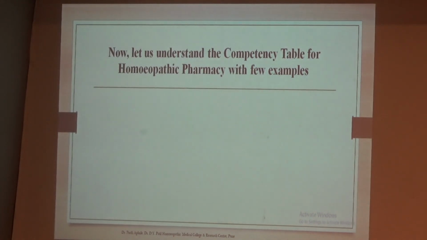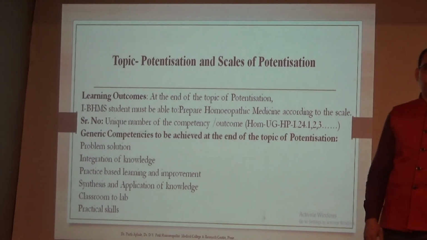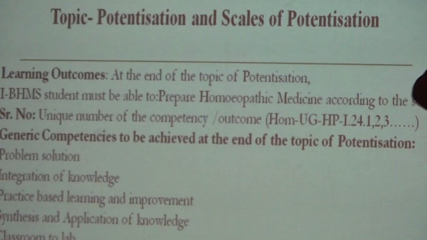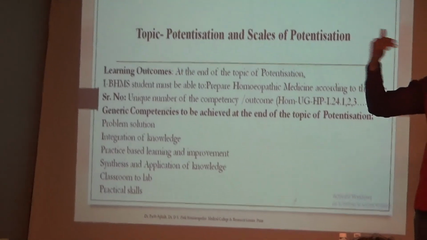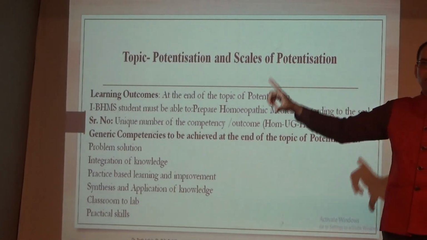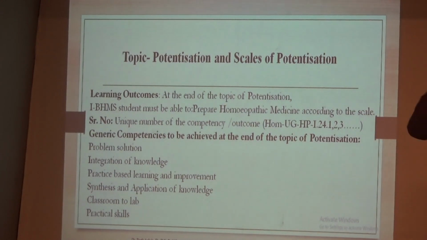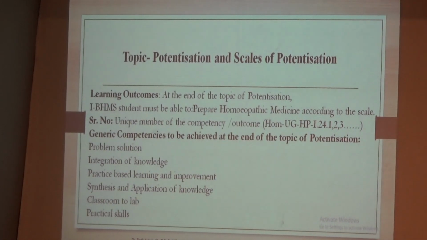Now we will understand the competency tables with few examples. Potentization and scales of potentization. So, if we apply the different points of the competencies table here, to have that complete table would not be visible. That's why we have split the columns as per this. But in the final draft, the entire table will be in tabulated format. So each and every column you will see as per in the table. So it will be very easy to see.